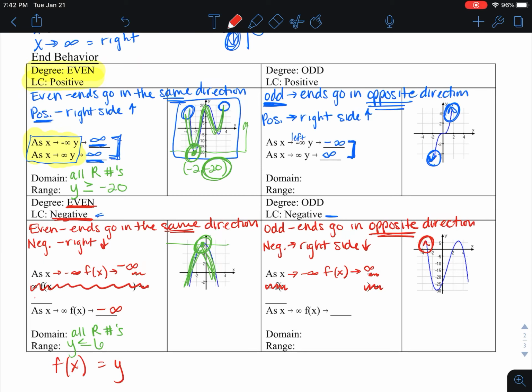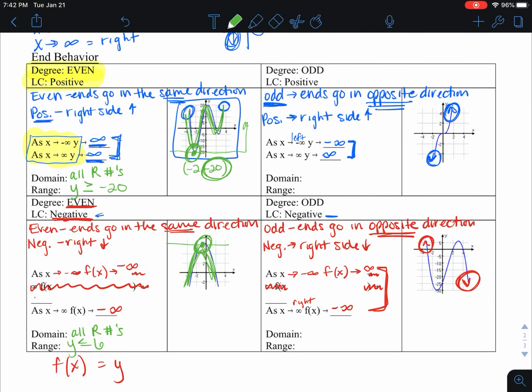Now, if I look at the right-hand side, so as x goes to positive infinity, which is the right-hand side, remember, I can look on the graph and I can see that it's going down, but I don't even have to look at the graph because I know it's odd. I know these two answers have to be opposites of each other. So then this is -infinity. Okay? All right, let's look at domain and range on these.